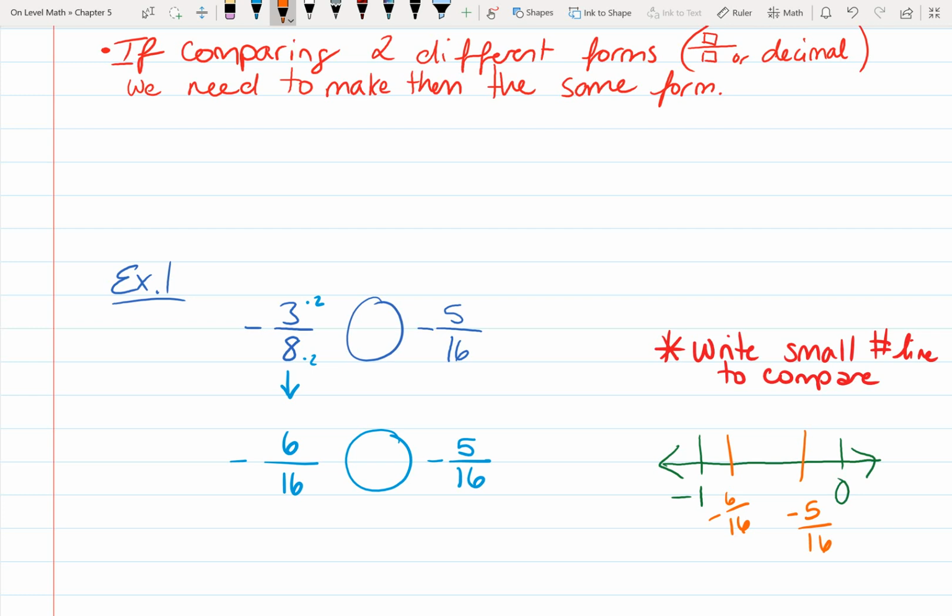So which number is farthest away from 0? The -6/16, which means -6/16 is less than, because it's farther away, it has the smaller value, -5/16.